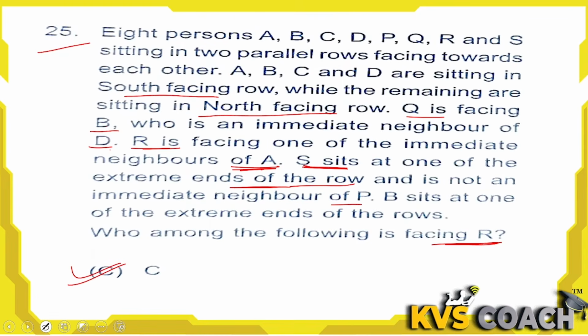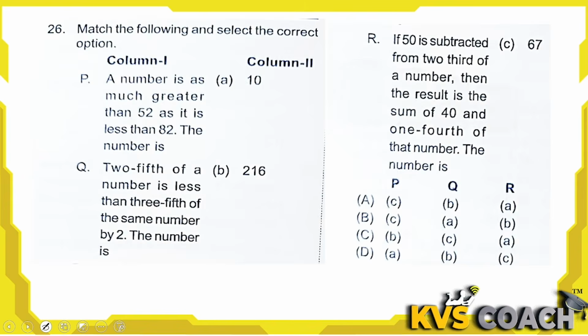Okay. Next question is, match the following and select the correct option. Column 1 and column 2. Here P, a number is as much greater than 52 as it is less than 82. The number is greater than 52 and less than 82.